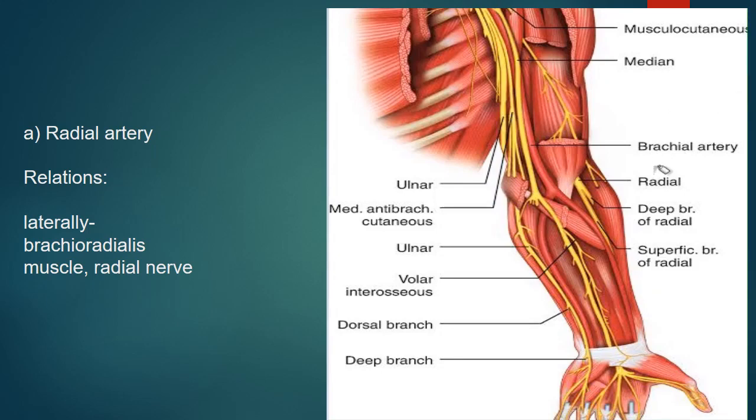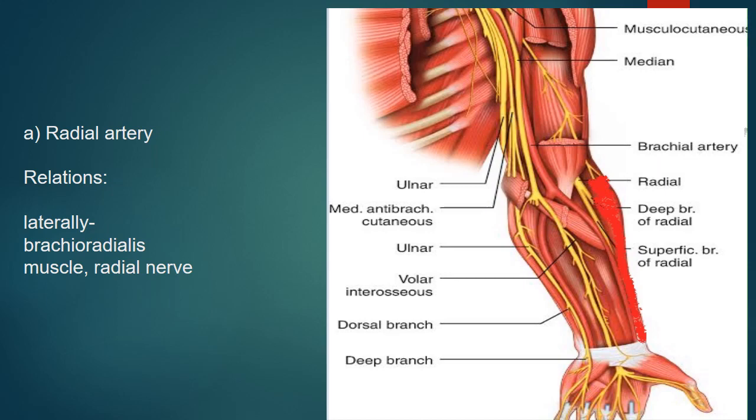This is an image showing the lateral relations of the radial artery in the forearm. As you can see here, this one is the radial artery. Radial artery is related to the brachioradialis muscle in its whole extent. This is the brachioradialis muscle, which lies on the lateral side of radial artery in its whole extent. In addition to that, we have radial nerve, which is related to the middle third of the radial artery. This yellow one is the radial nerve, which is related to middle 1/3 of the radial artery. That's all about the relations of radial artery in the forearm.